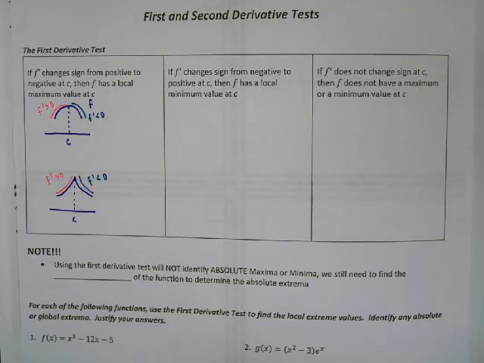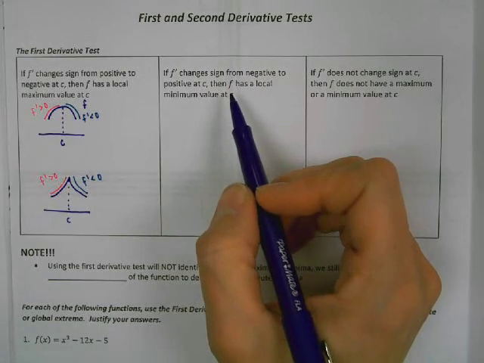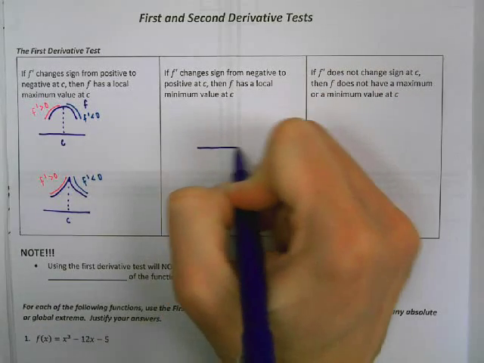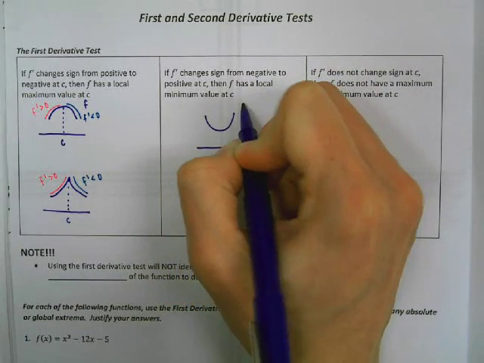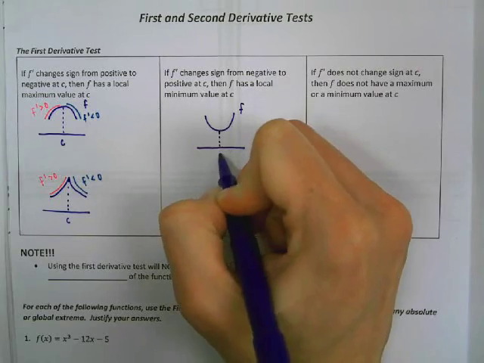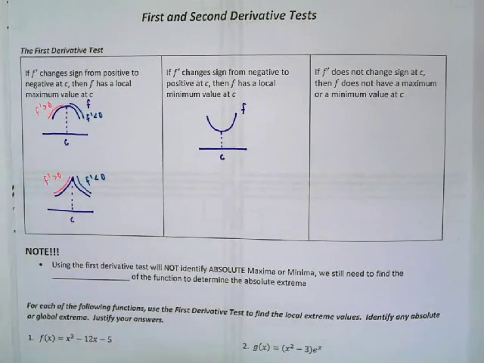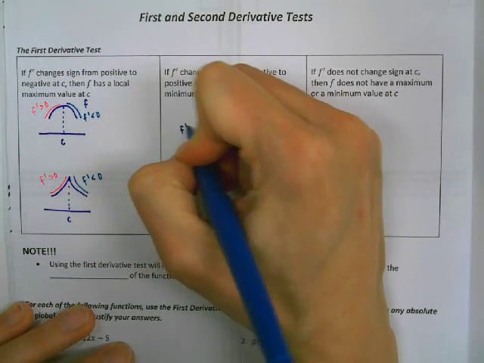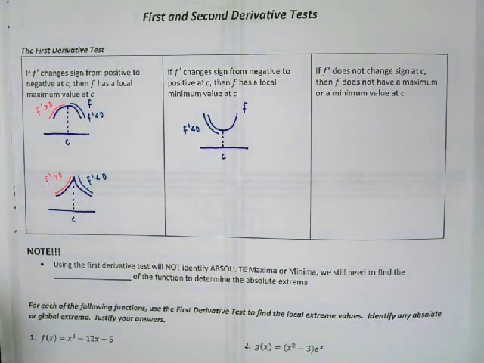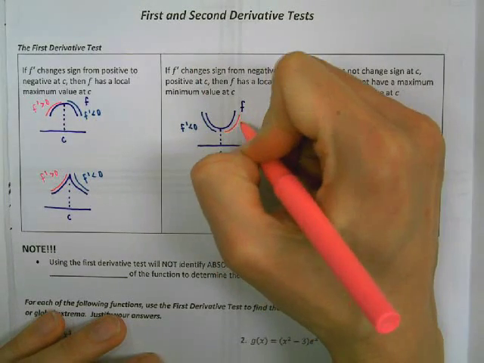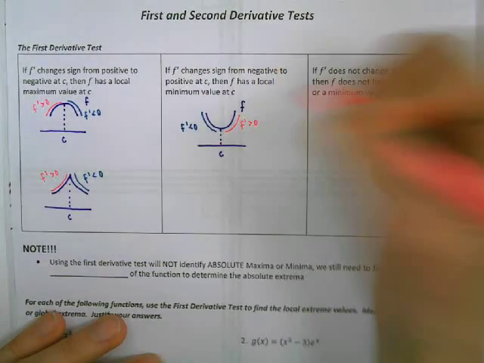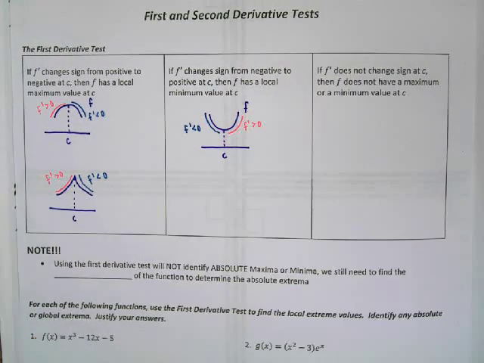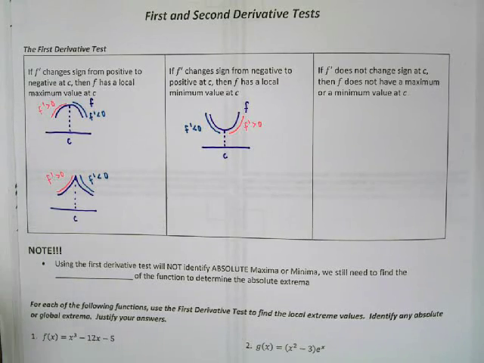On the flip side, again, we already knew this: if f prime changes sign from negative to positive, then we have a local minimum at c. So that could look like this. Here's my graph of f, and here's my point c. On this piece of the curve, f prime is less than 0 because I have a negative slope. Here my derivative is greater than 0 because I have a positive slope, and where I change from negative to positive, I have a local minimum value.